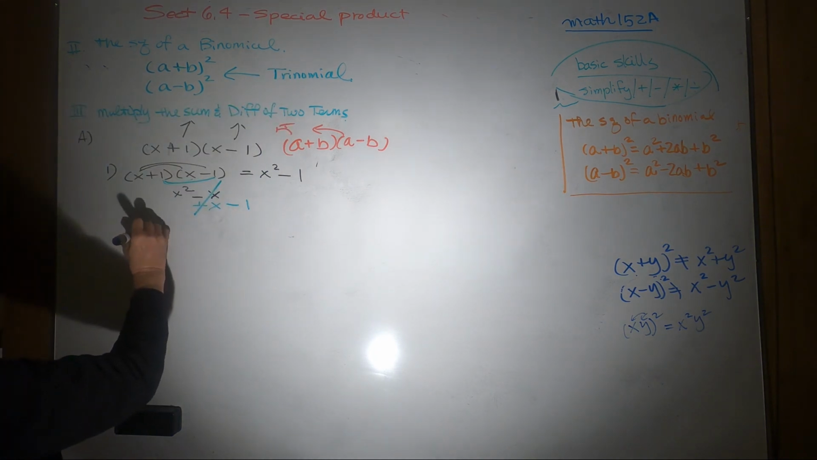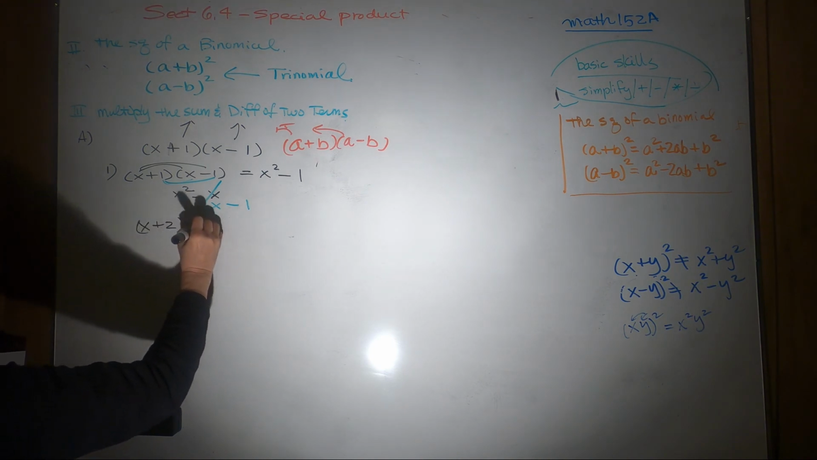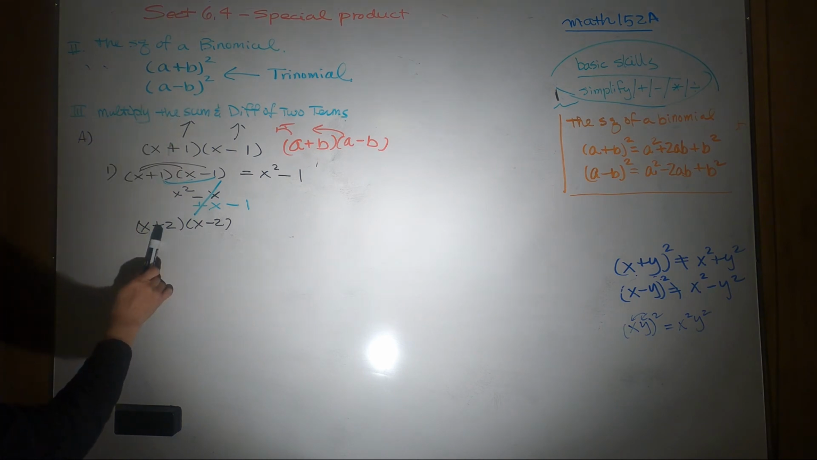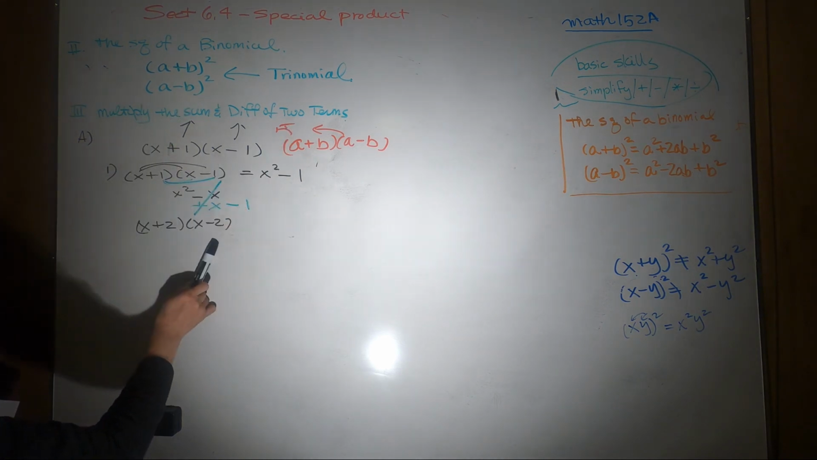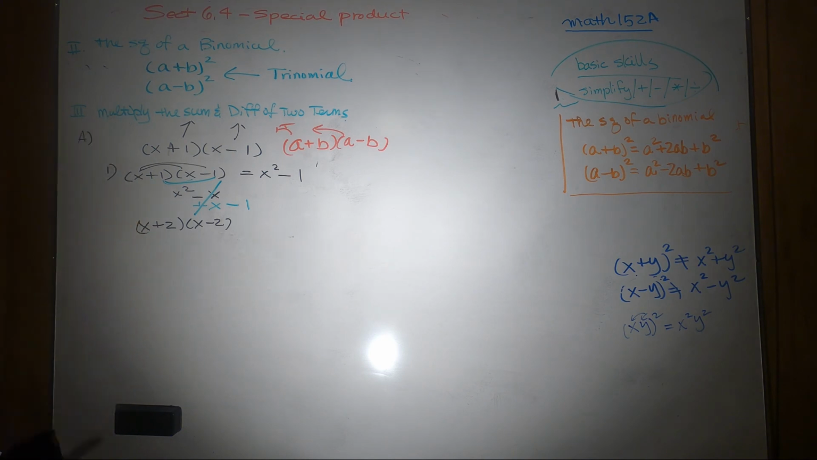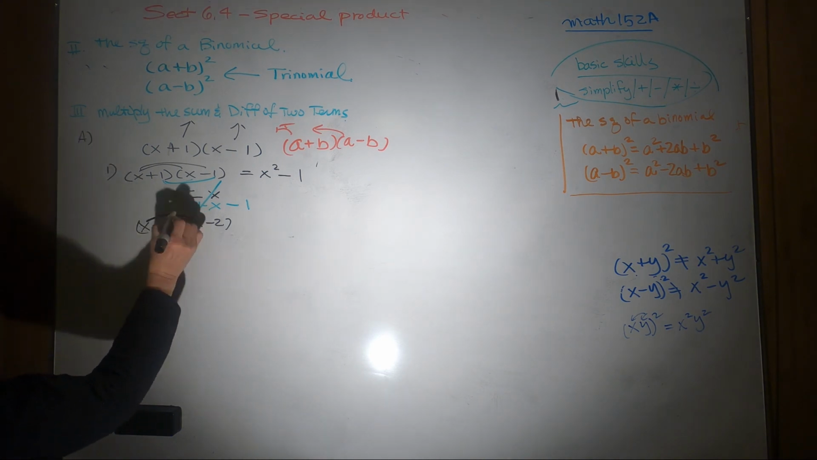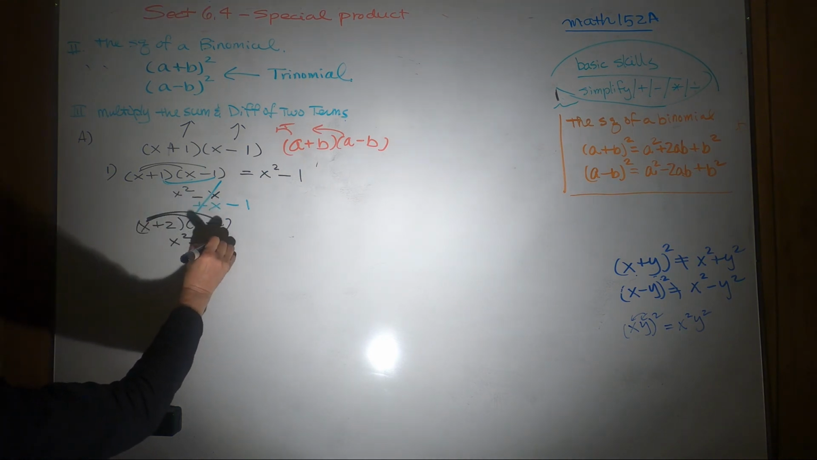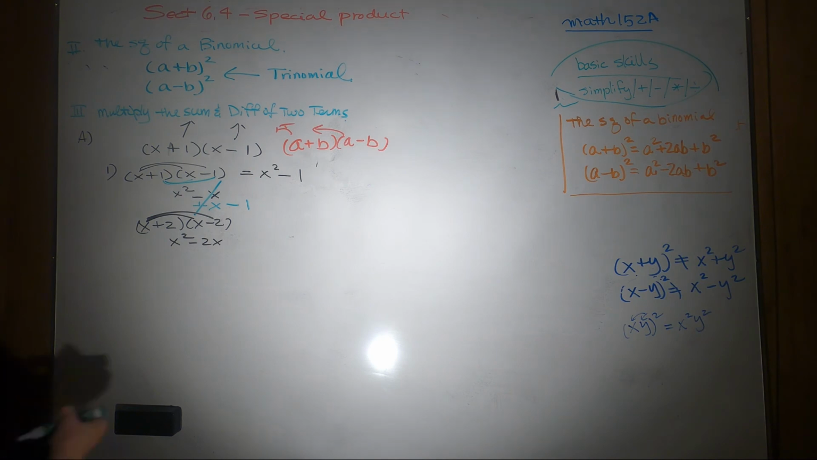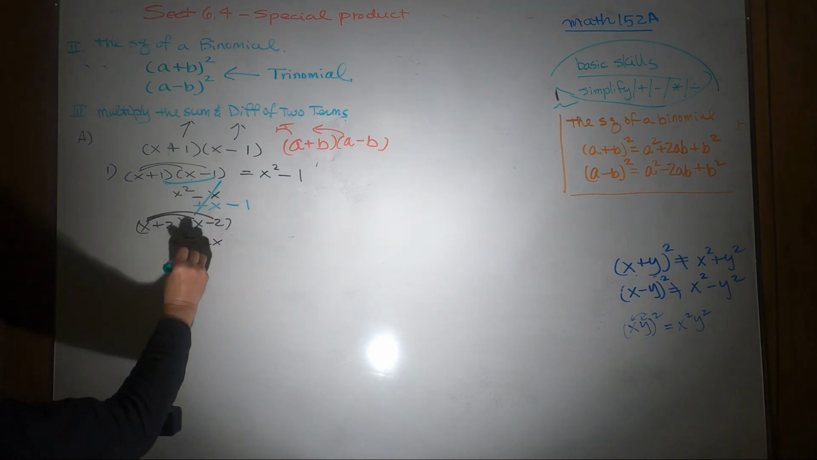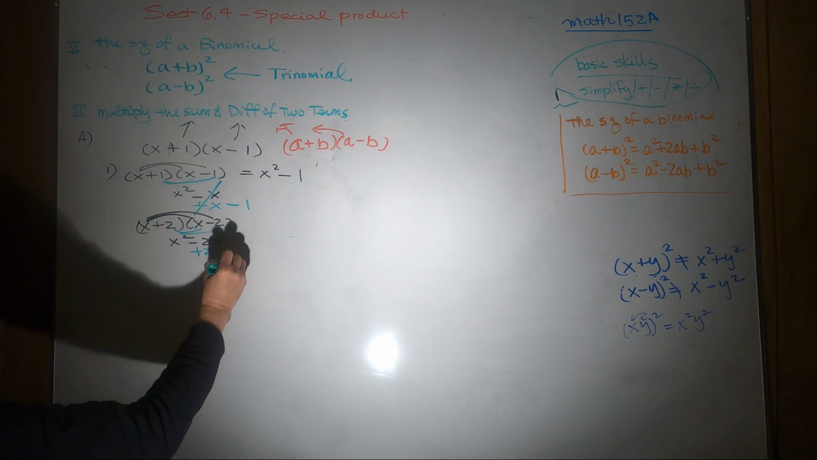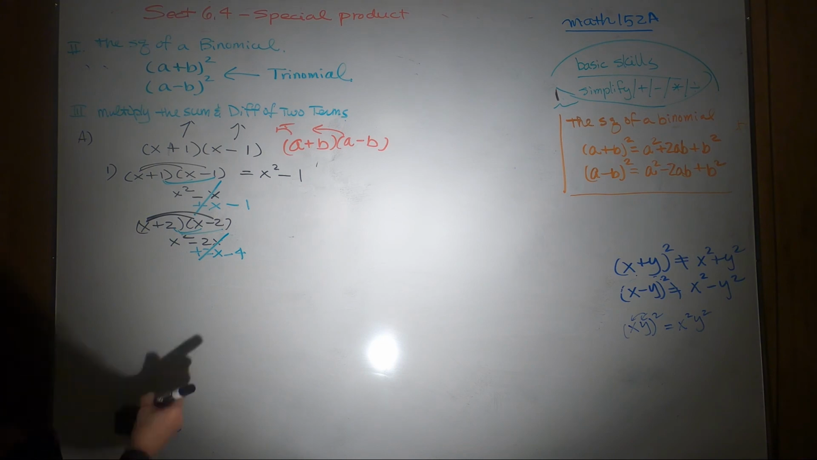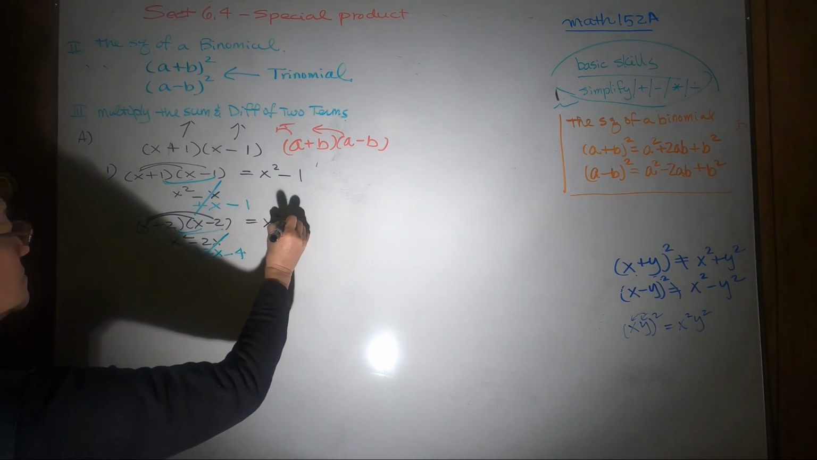Okay? If we have x plus 2 times x minus 2, we have a sum and a difference of 2 terms, then we multiply them together. So we do the same thing: x times x is x squared, x times -2 is minus 2x, then 2 times x is plus 2x, 2 times -2 is minus 4. The middle part cancels out, so what do we have? x squared minus 4.